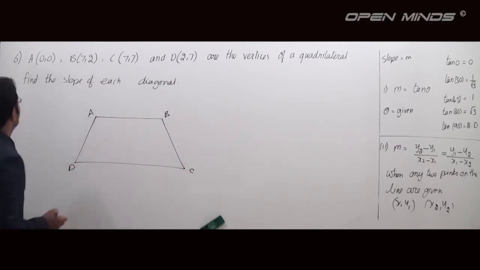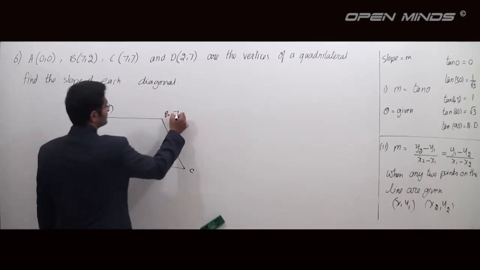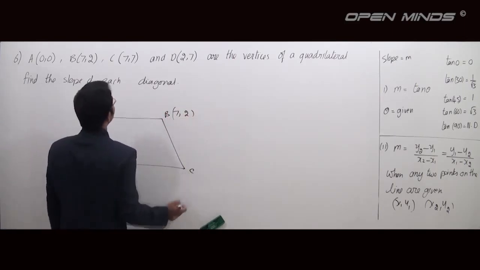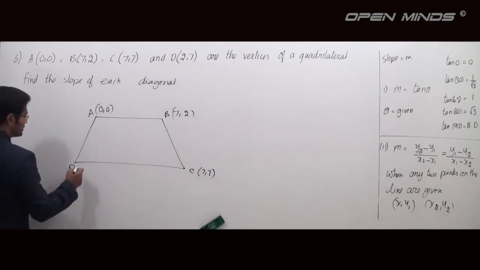That's what you have. Now A is given as (0, 0). B is like (7, 2). C is given as (7, 7). And D is given as (2, 7). So that's what you have now.